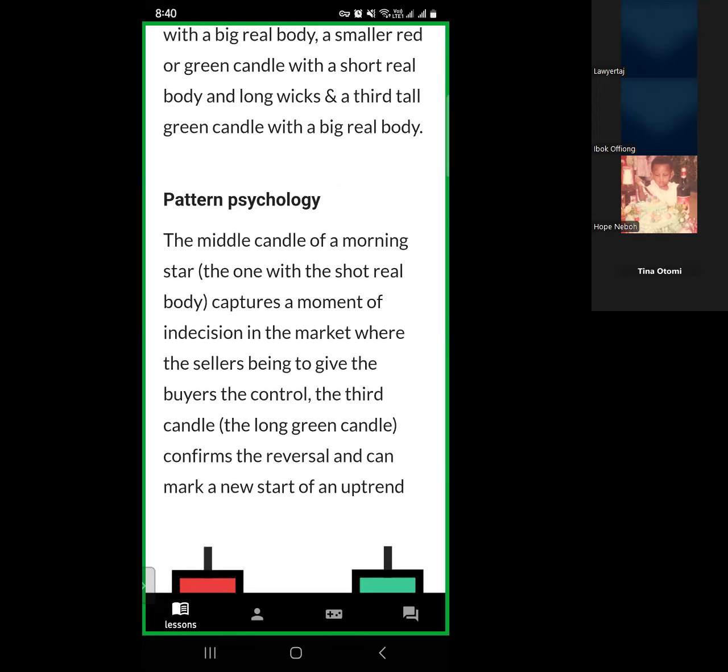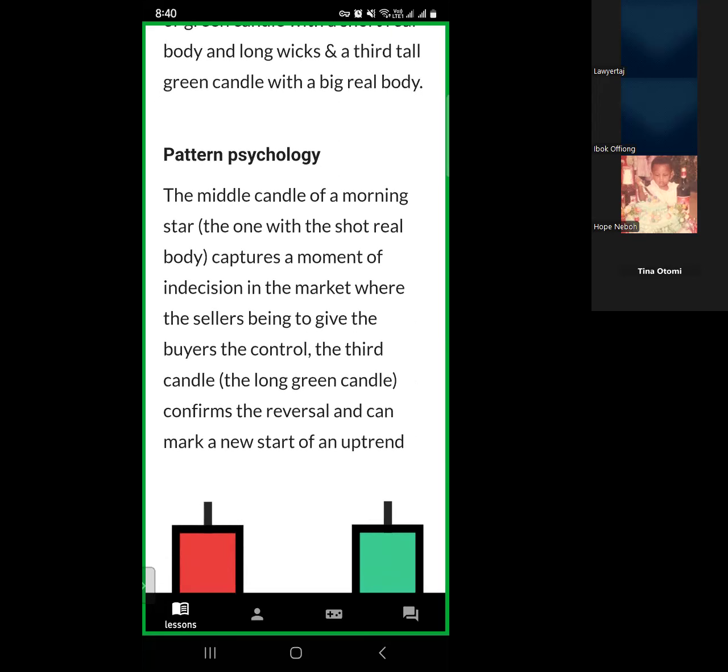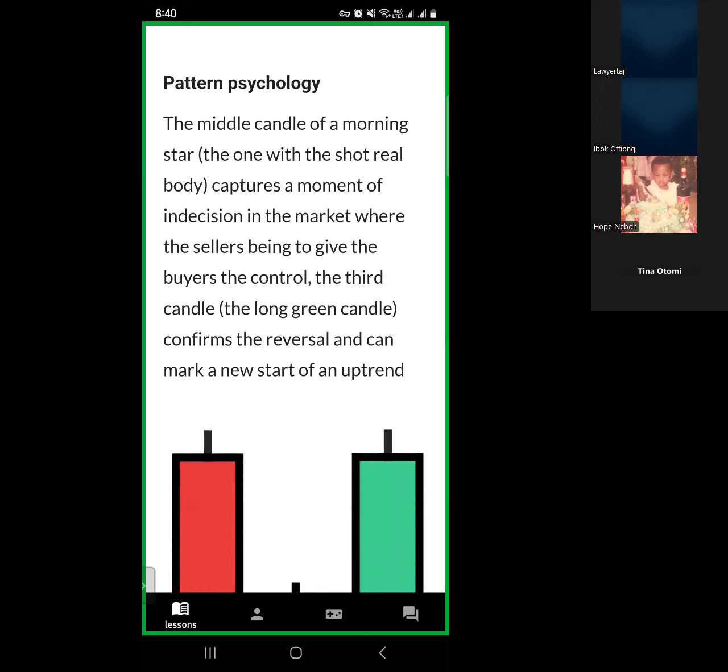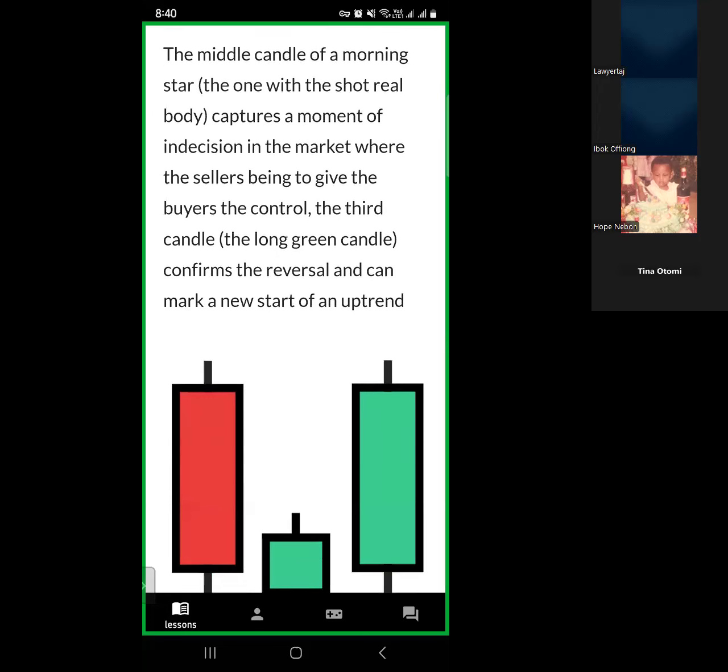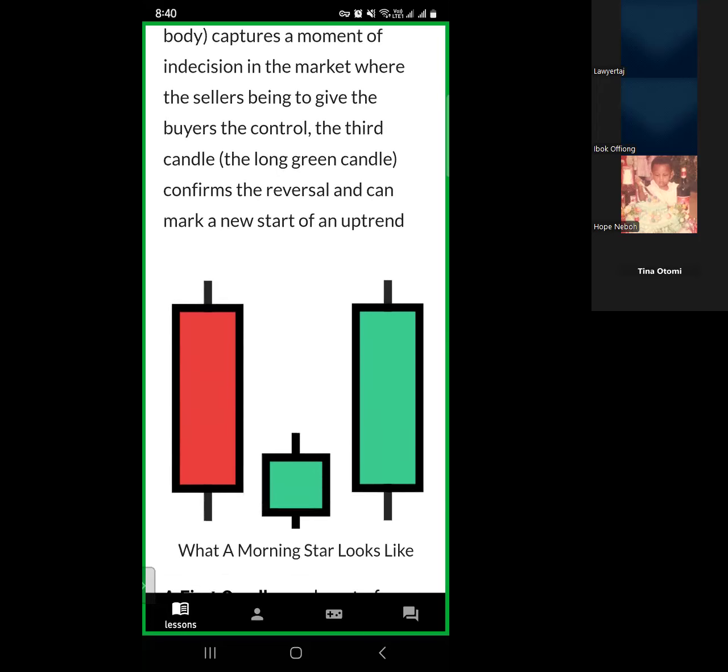Pattern psychology. The middle candle of a morning star, in bracket, the one with the short real body, captures a moment of indecision in the market, where the sellers begin to give the buyers the control. And then remember, the third candle, which is the long real candle, that's the confirmation candle, confirms the reversal and can mark a new start of an uptrend.